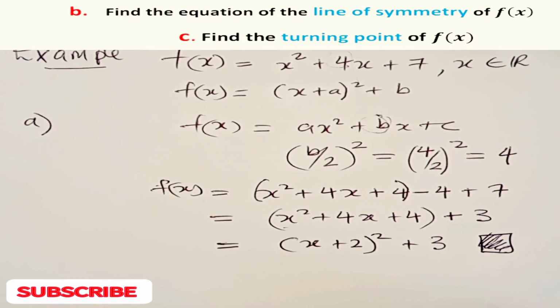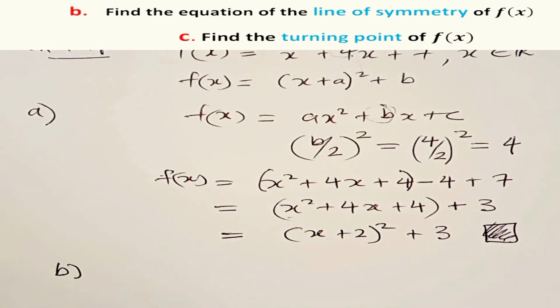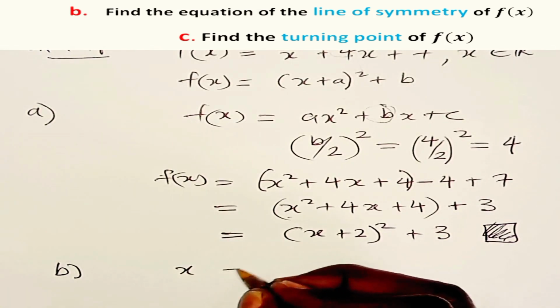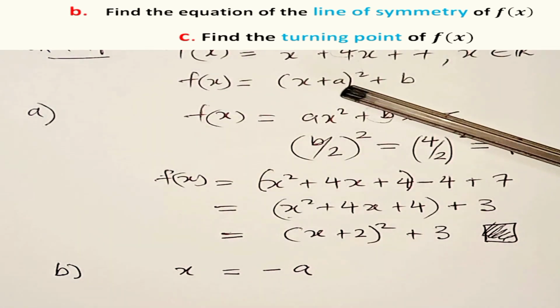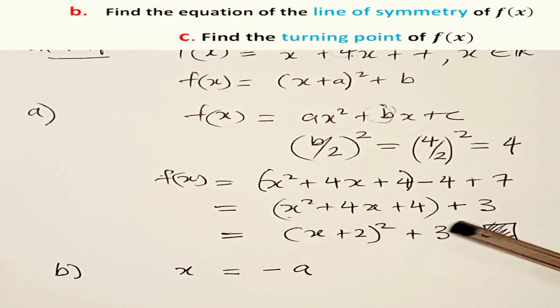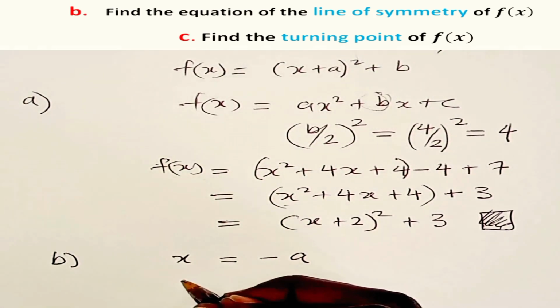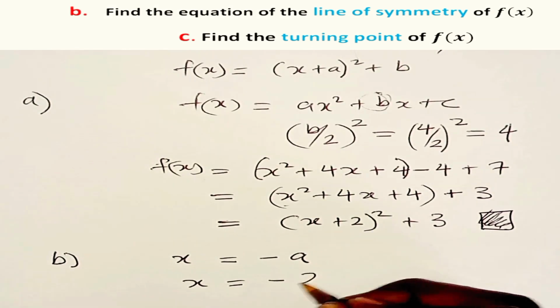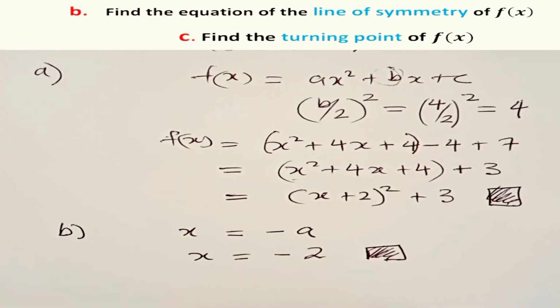Now, let's look at part B of the example. Now, in part B, we need to find the equation of the line of symmetry of f(x). That equation is given by x is equal to minus a. When we say minus a, we are referring to that a, and that a is positive 2. So we say that equation for the line of symmetry is x is equal to minus 2. And we are done with part B of that question.